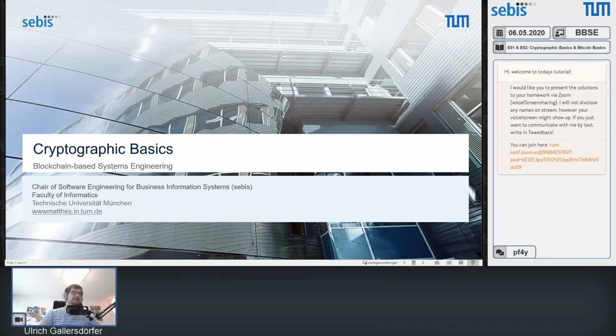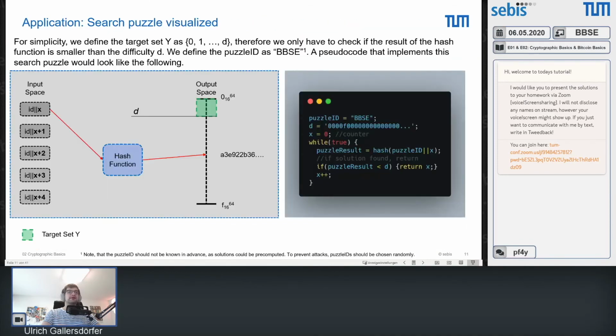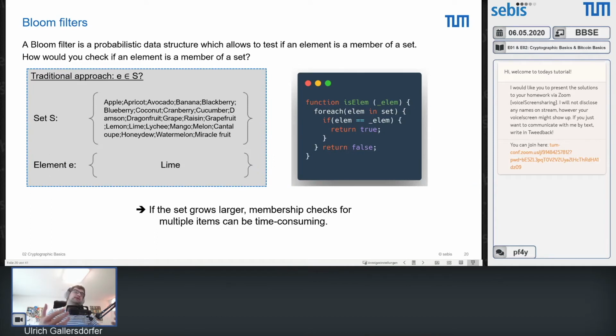So cryptographic basics, very important topic, as I already told you last week. And I think we covered everything except for Bloom filters. Not very important, but I think it's a quite nice probabilistic data structure, and understanding it will give you a tool in your toolbox to solve issues in blockchain that might arise. It's quite often used in blockchains and in Bitcoin. So maybe that's also a good hint.